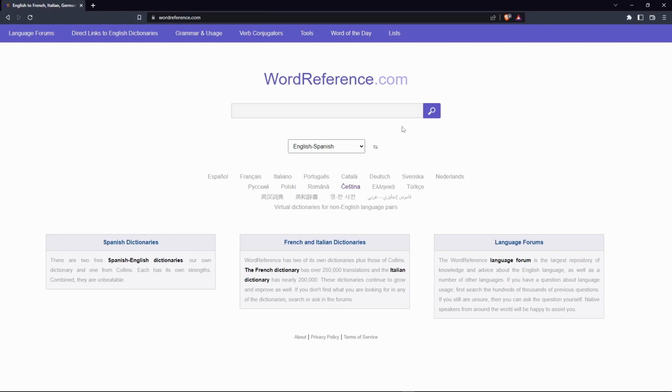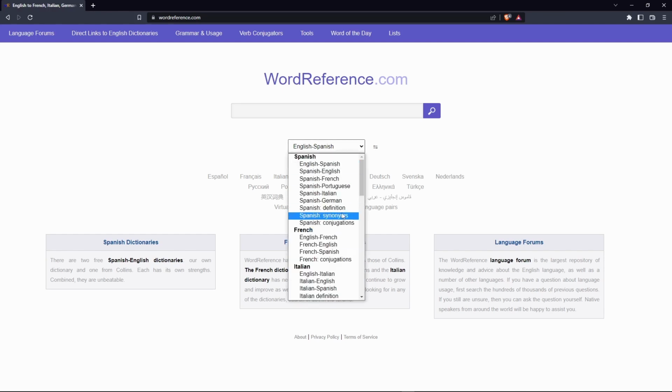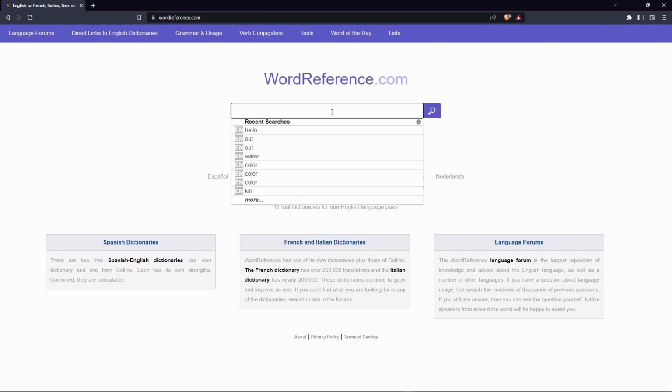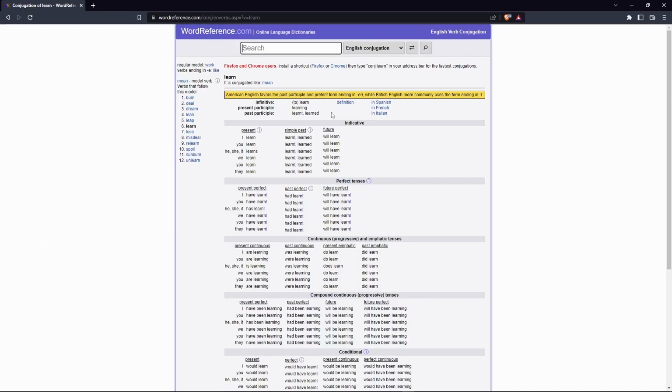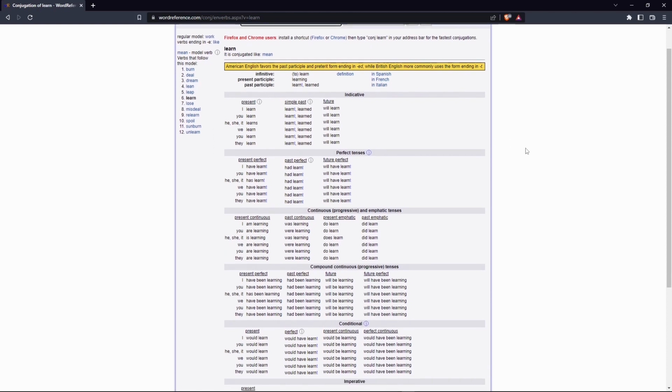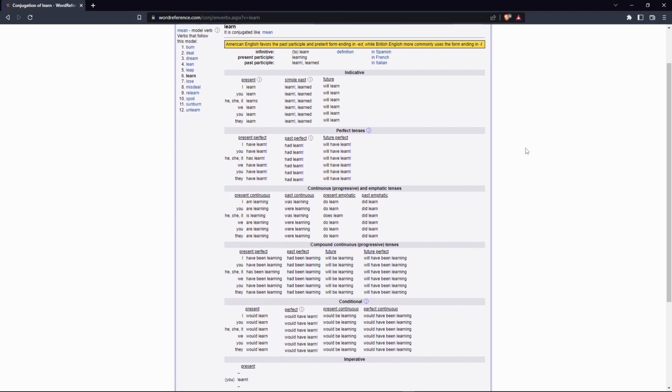What I'm going to talk mostly about today is the conjugations in English. There are 12 tenses, and that sounds very scary, but it doesn't have to be. You can look up any verb you want with this website. For example, let's look at learn, and what it does is it shows you all the tenses for that verb.